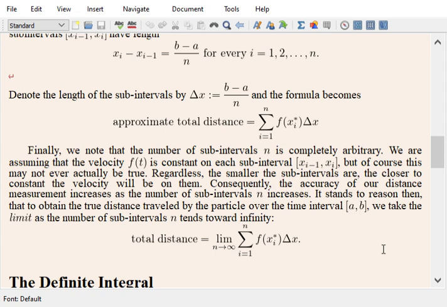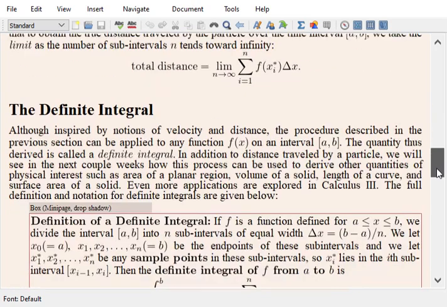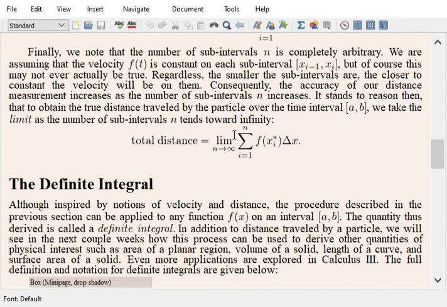Consequently, if we want to increase the accuracy of this distance measurement, we want to have as many subintervals as possible, because that way they're all going to be very tiny. So the accuracy of our distance measurement increases as the number of subintervals n increases. It stands to reason, then, that to obtain the true distance, rather than the approximate distance, we take the limit of this quantity as the number of subintervals n tends toward infinity. So the total distance is the limit as n goes to infinity of our approximate distance measurement.